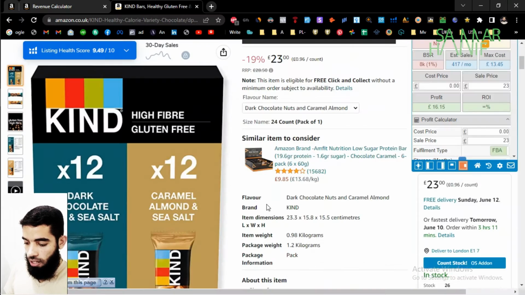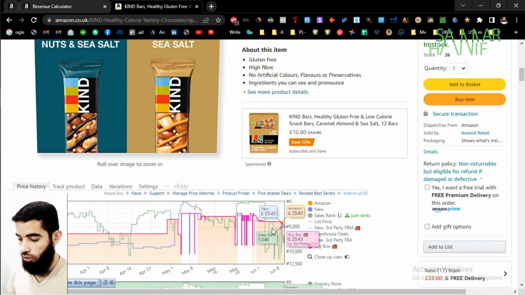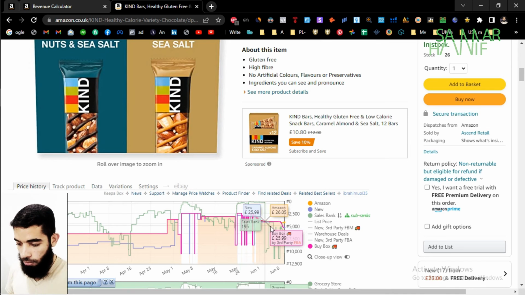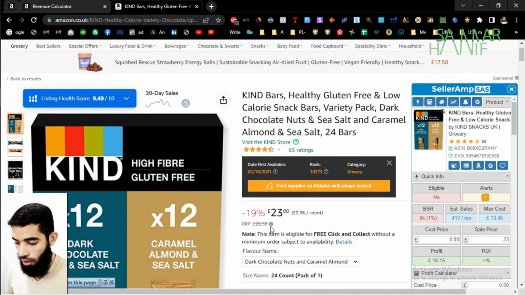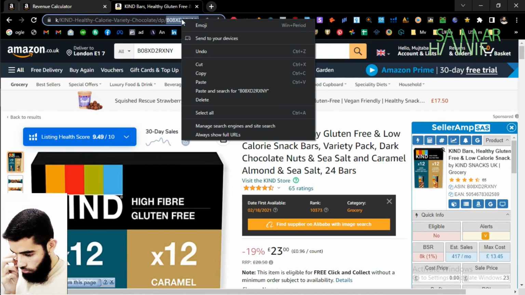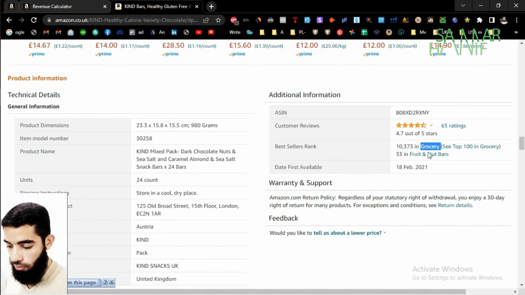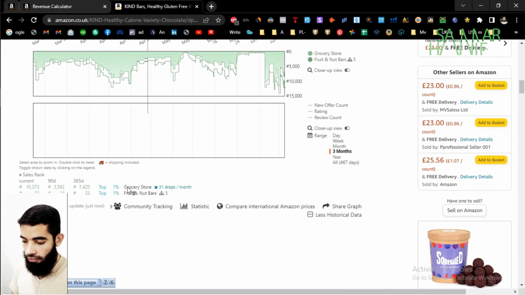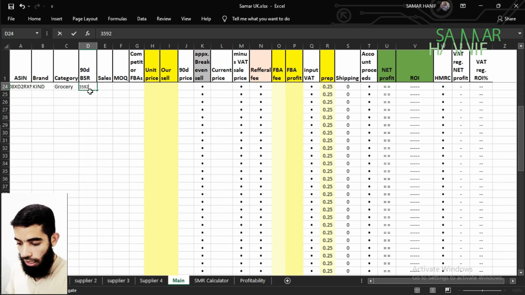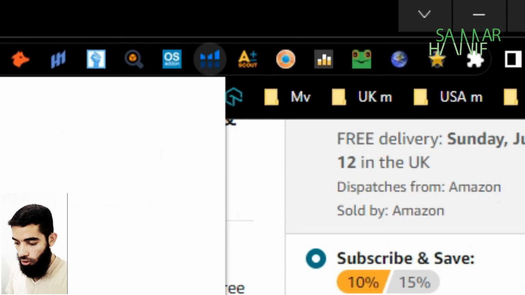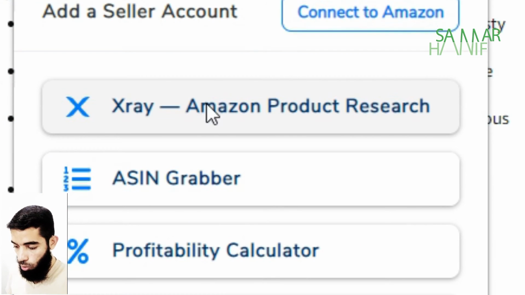Now let's quickly enter this product data for more clarification. Amazon is also present on this listing, but I'm just taking this product as an example. Let's get the ASIN from here, brand name here, and product category from here. 90 days best seller rank from Keepa here. Sales, I'll get this from the Helium 10 X-ray tool.